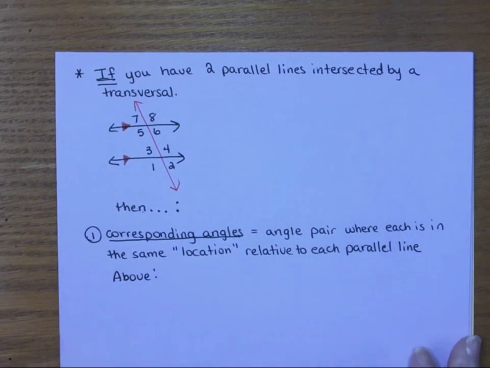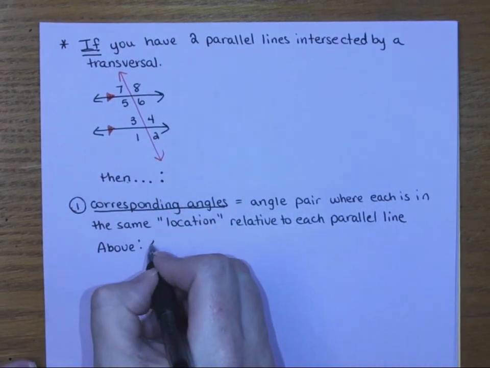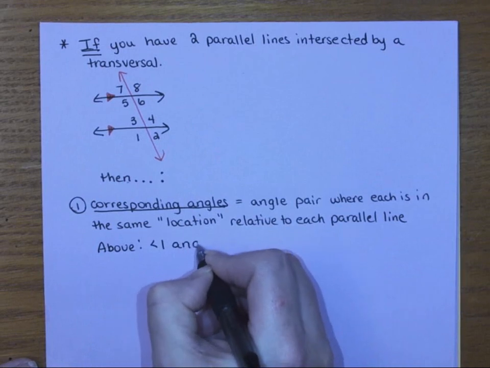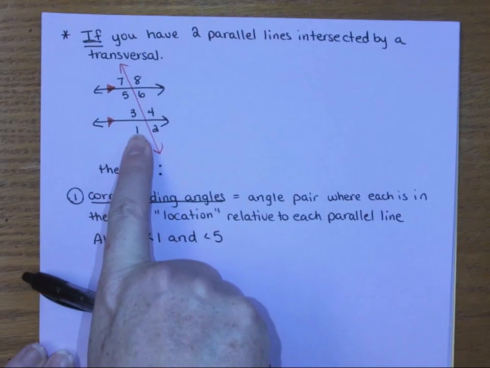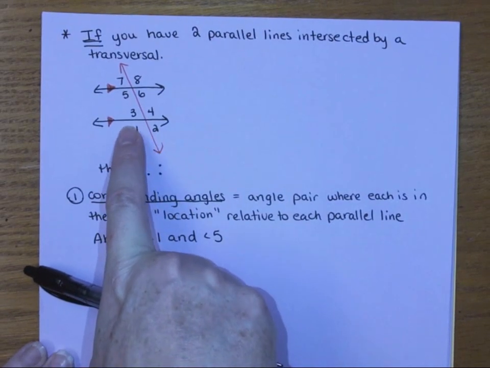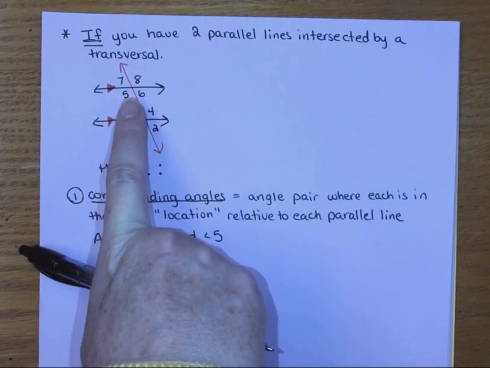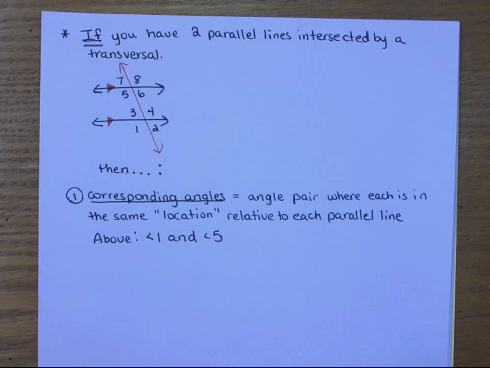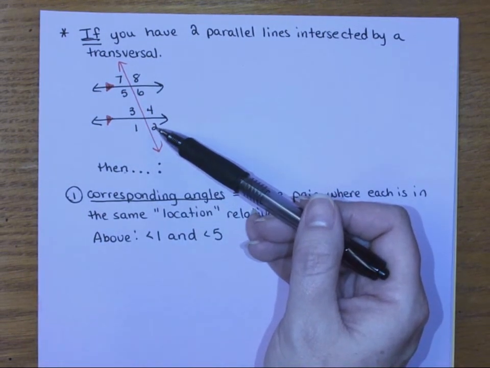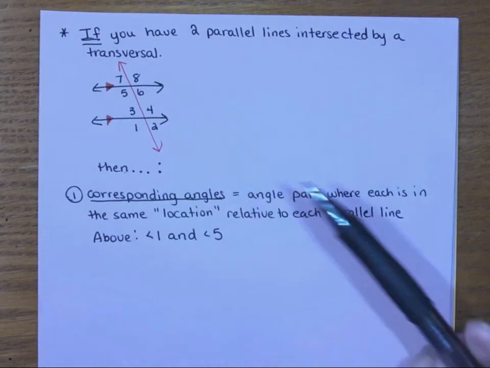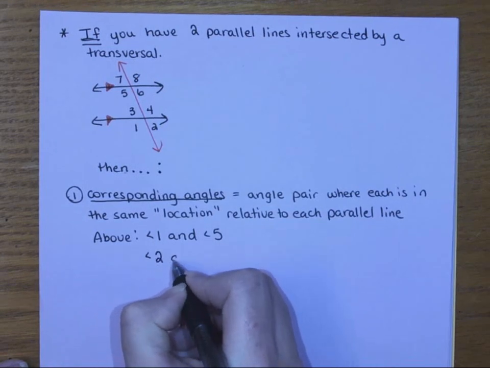So if we look at the picture above, what I mean by the same location is angle 1 and angle 5 are both corresponding angles. Notice angle 1 is like the bottom right angle for this parallel line, and angle 5 is like the bottom right angle for the second parallel line. Okay, so angle 1 and 5. Which one would be in the same location with 2? Notice 2 is in the bottom right, so 6 is also bottom right, correct? If you're looking at the transversal or the parallel lines. So angle 2 and 6.